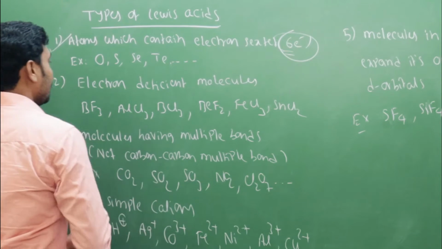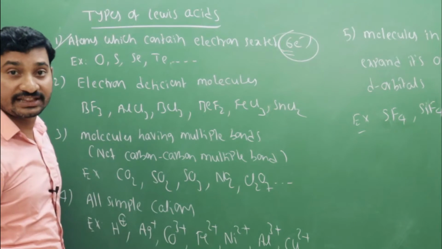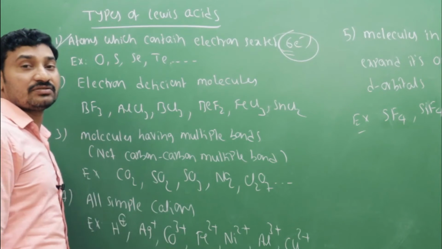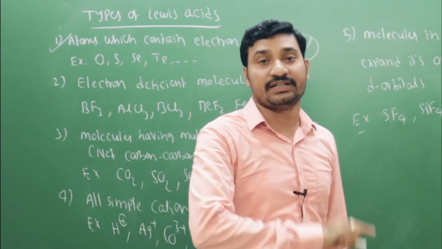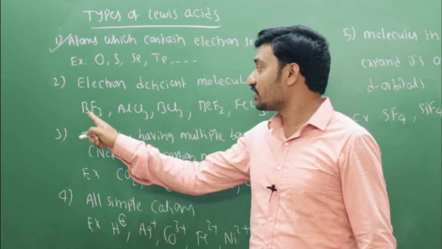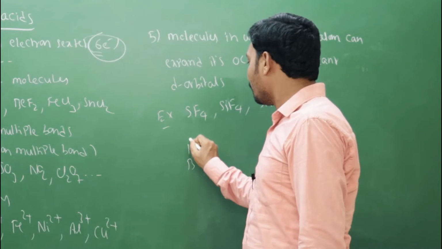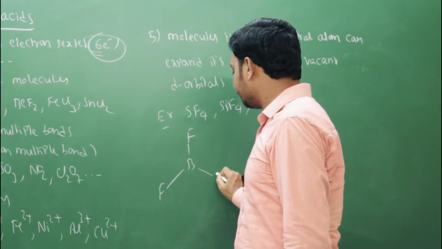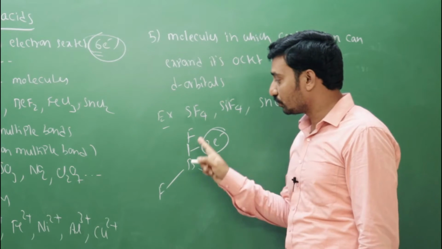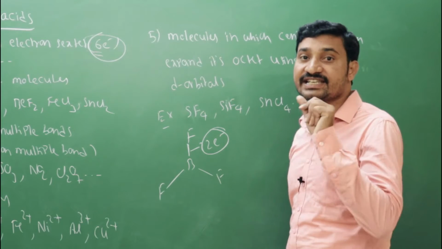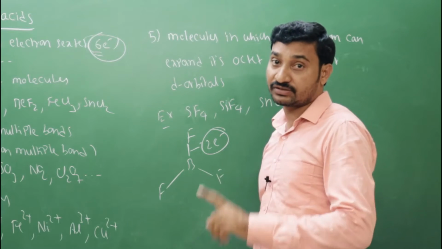Okay, next one, electron deficient molecules. Electron deficient molecules are nothing but molecules with less than 8 electrons around the central atom. That means they do not follow the octet. Less than 8 electrons. For suppose you can see BF3, around the boron 3 bonds are present. Each bond represents 2 electrons, right? So 2 electrons, 2 electrons, 2 electrons, 6 electrons around the boron. Do not follow octet. Octet means 8 electrons.